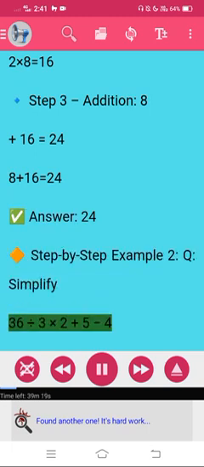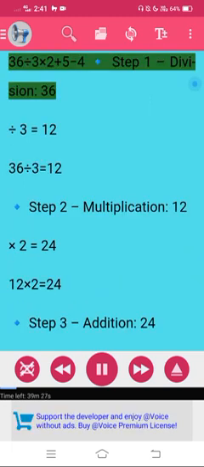Step by step example 2. Simplify 36 divided by 3 times 2 plus 5 minus 4. Step 1, division.